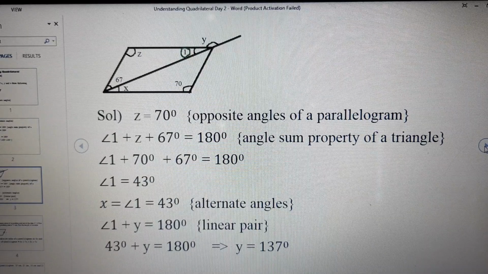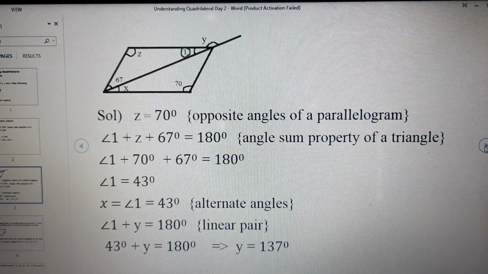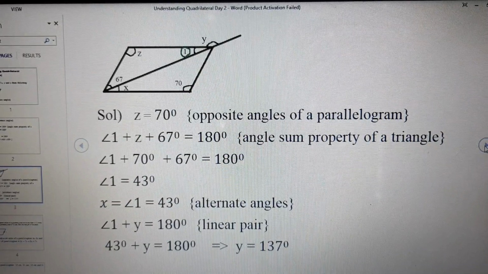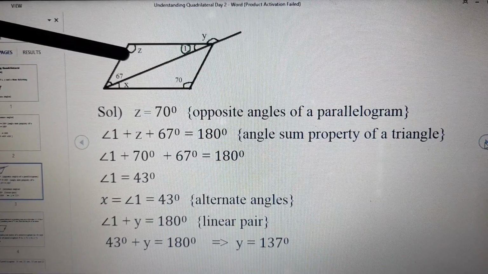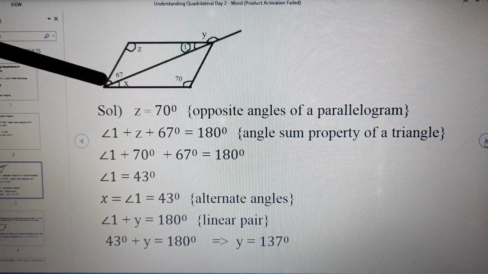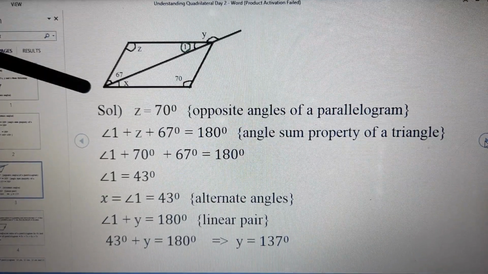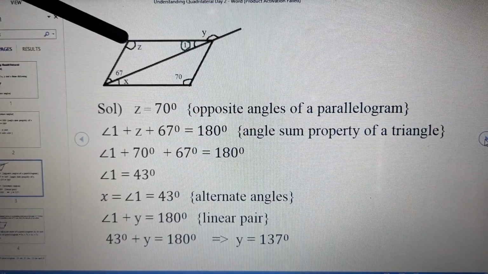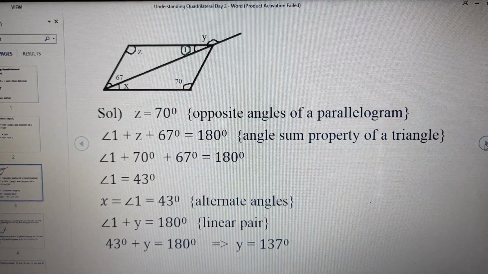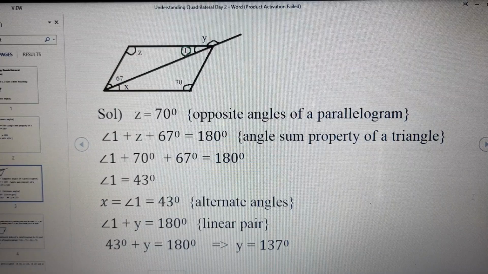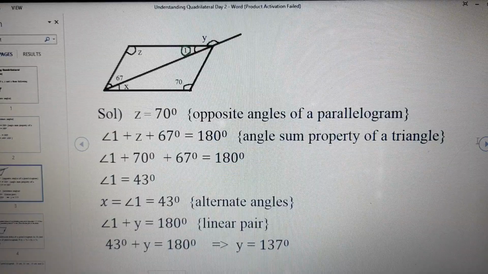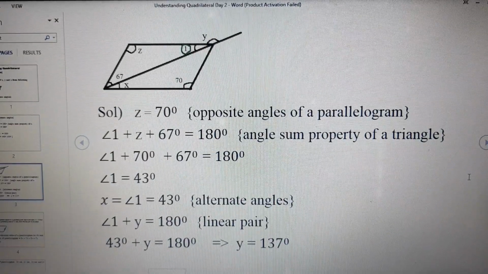First of all, we'll look at angle Z. Z will be equal to 70 degrees because opposite angles of a parallelogram are always equal. So Z becomes 70 degrees. This angle is 67, and if we see in this triangle, they have not named the diagram, we have three angles. One is Z, the other is angle number 1, and the third one is 67. So we know two of the angles, the third angle is missing. With the help of the angle sum property, the sum of all three angles of a triangle is 180 degrees. So the value of angle 1 becomes 43 degrees.